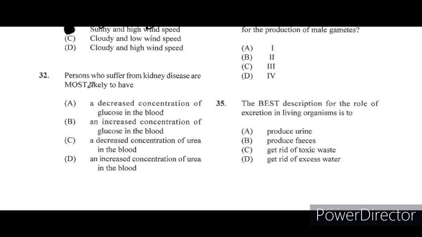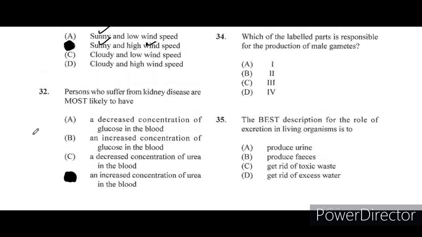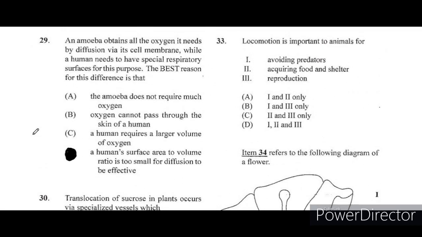32, persons who suffer from kidney disease are most likely to have a decreased concentration of glucose in the blood, an increased concentration of glucose in the blood, a decreased concentration of urea in the blood, or an increased concentration of urea in the blood, and it's an increased concentration of urea in the blood. 33 says locomotion is important to animals for avoiding predators. They have to move to get away, acquiring food and shelter. Migration comes in there. Reproduction, they move around to find mates. So all three.